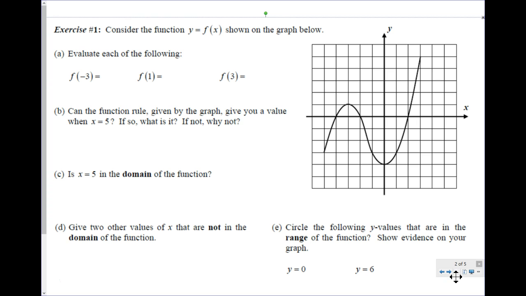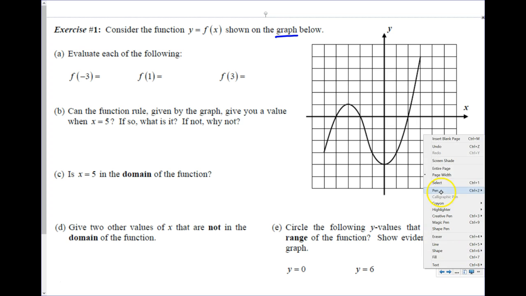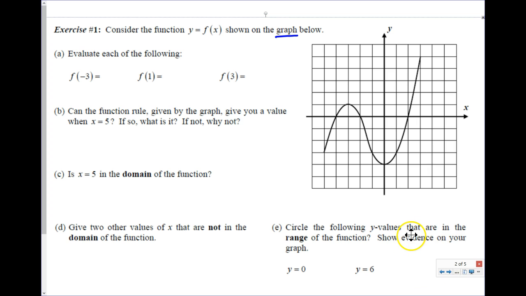Exercise 1. Consider the function y equals f of x shown on the graph below. So this right here, this curvy line, is f of x. Evaluate each of the following: f of negative 3, f of 1, and f of 3. Remembering that when we're evaluating f of negative 3, that's your x, we're going to go to the graph and find negative 3, 1, 2, 3, which is right here, and then find the corresponding y value on the graph, which is right here. So this is the point negative 3, 1. So f of negative 3 has a y value of 1.